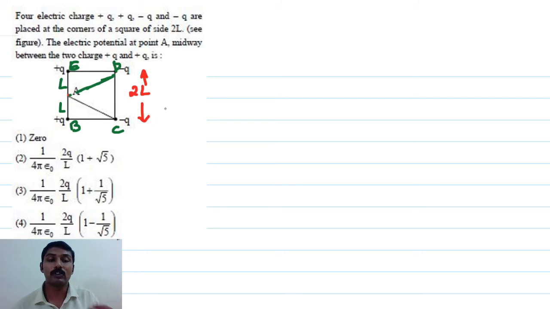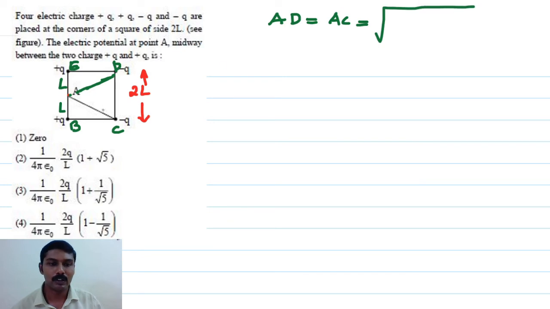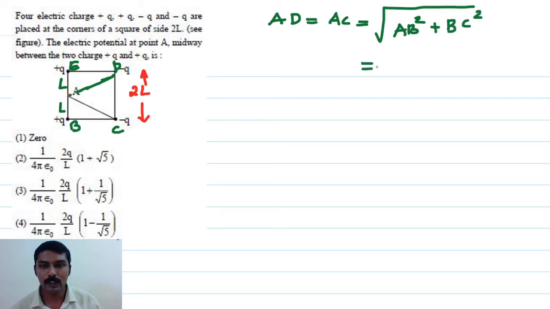Before we proceed to finding the total potential at the point A, let's calculate the distances AC and AD. From the figure, you will understand that both are the same, AD equals AC. How will I calculate that? Apply the Pythagoras theorem: square root of this side square plus this side square, which you can write as AB square plus BC square. AB is L, so L square, plus BC, which as you already know is 2L, so 2L the whole square. You can look at the options given over there; any one of them will be the right answer.